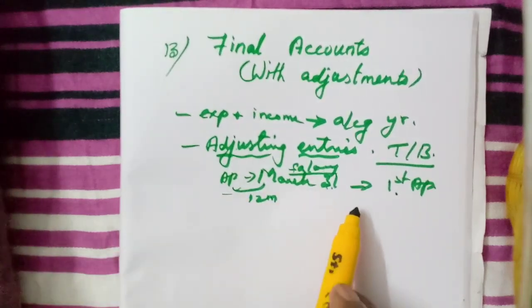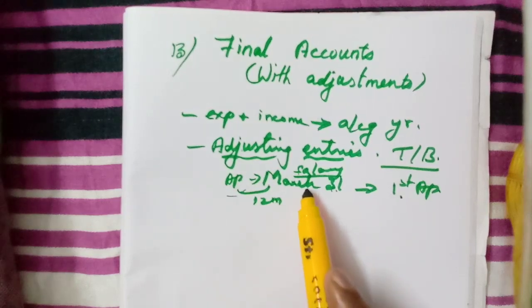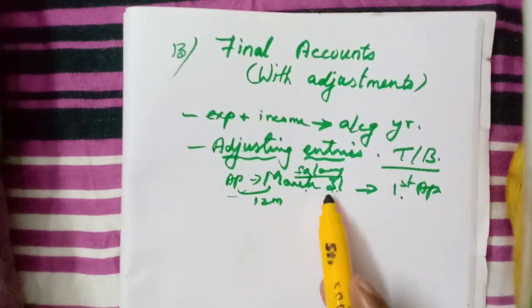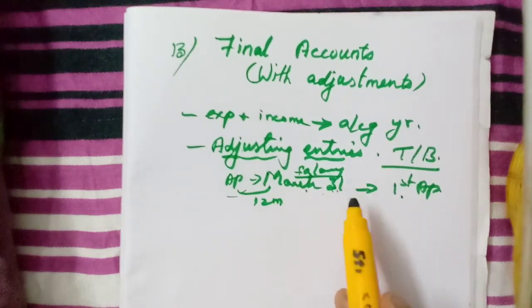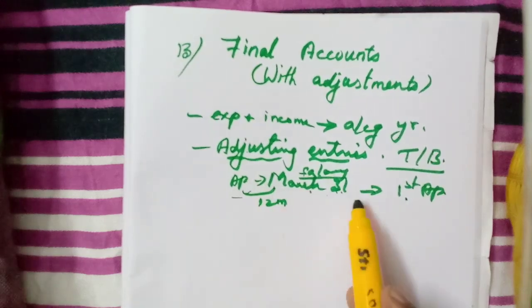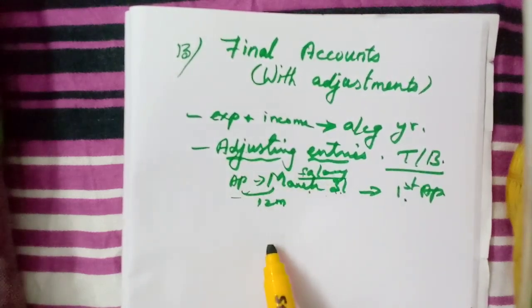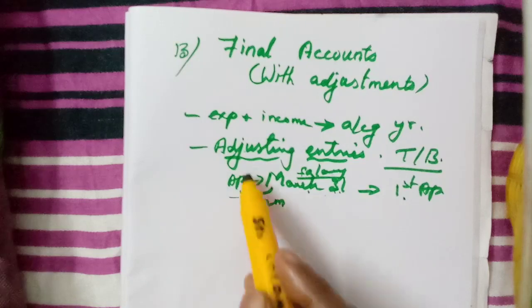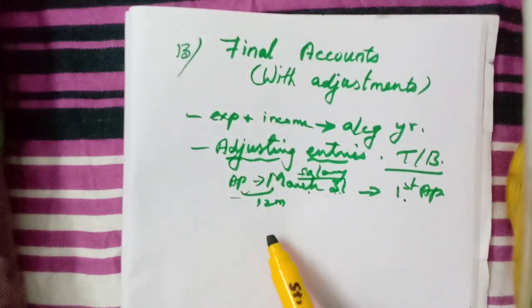So since we have not paid this salary of March on 31st, we cannot enter it, isn't it? It is not entered anywhere, so it will not appear in the trial balance. Since it was not appearing in the trial balance, we have to make the adjusting entry. Okay, we will learn all the entries one by one.